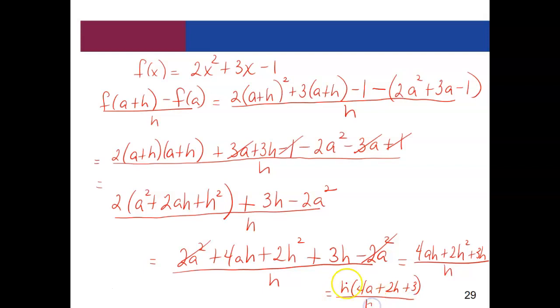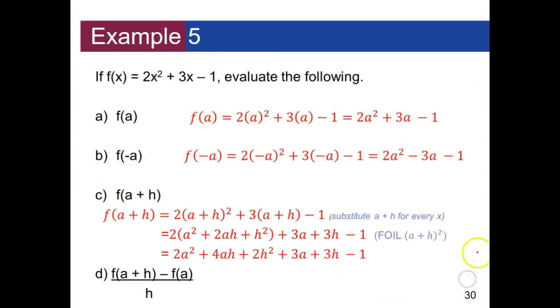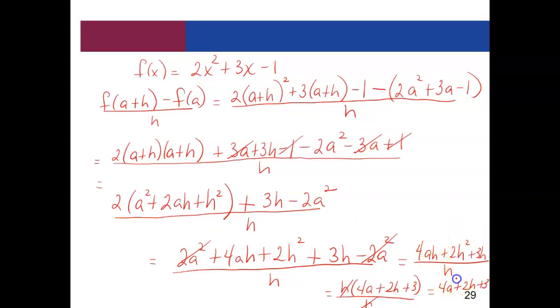So at this point, we can cancel those h's, and we're going to be left with 4a plus 2h plus 3. Okay. And so that should be what you get for this answer.